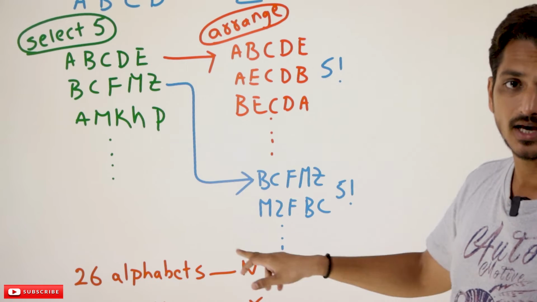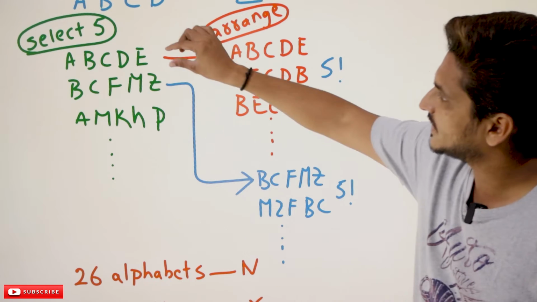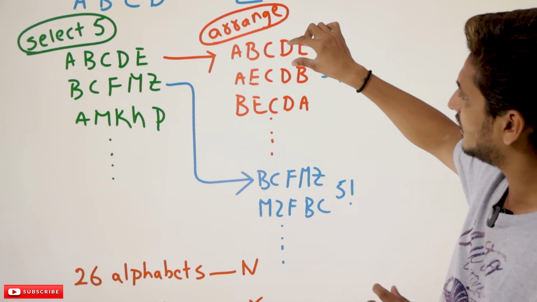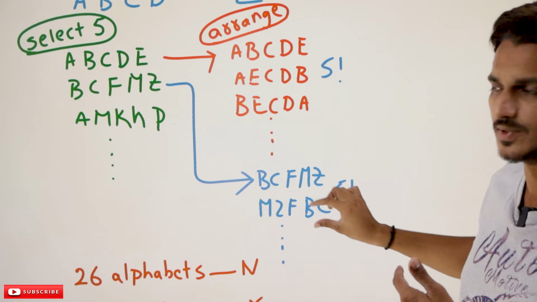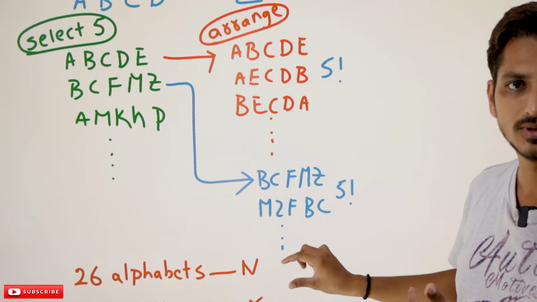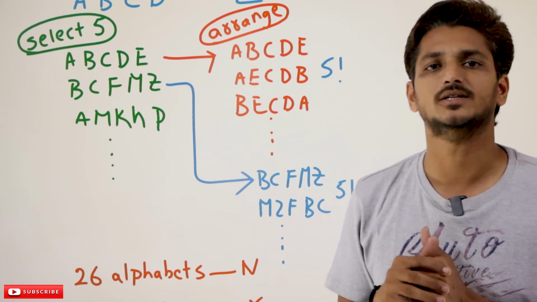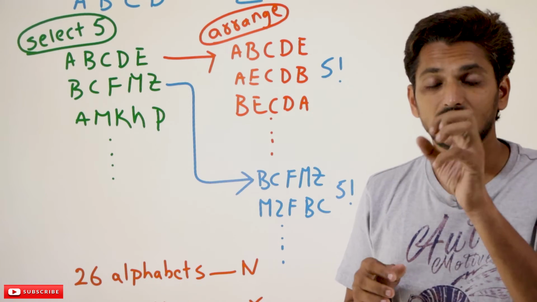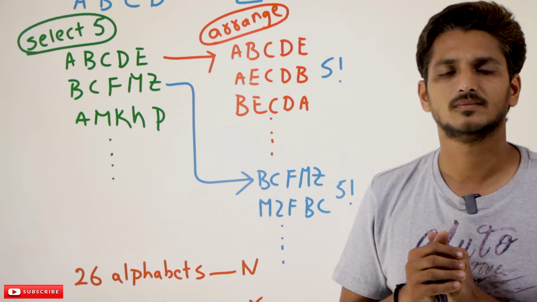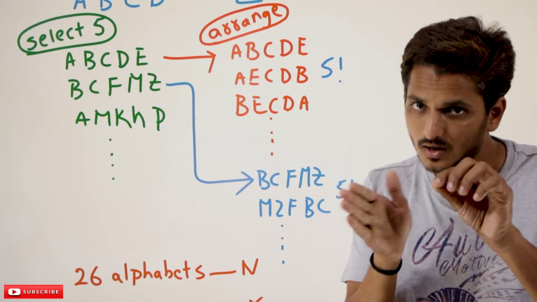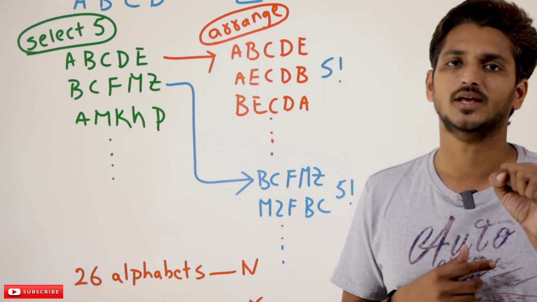Take the next selection. You can arrange them in 5 factorial ways. The point you need to understand here is, for each selection, we can make 5 factorial arrangements. You take the second selection, 5 factorial arrangements. Third selection, 5 factorial arrangements. You need to understand that selection is involved in arrangements. Selection is a process that is already involved in arrangements. So you have to bring the selections out from the arrangements. That is what our formula is.